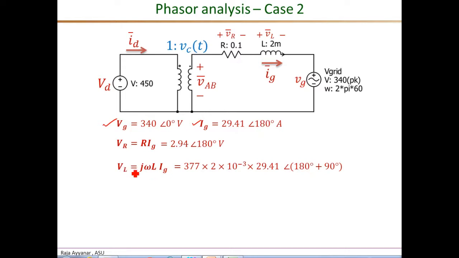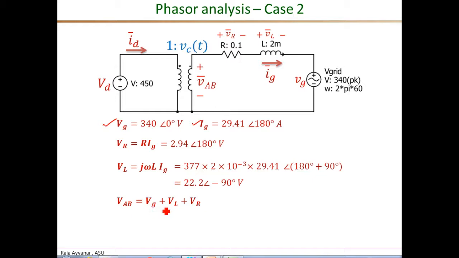The VL leads its current by 90 degrees. So that leads to VL phasor to be 22.2 volts and an angle of 180 plus 90, which is 270, same as minus 90 degrees. And finally, we can add the VG and the two drops VL and VR to get the required VAB to be delivered by this two-pole converter.